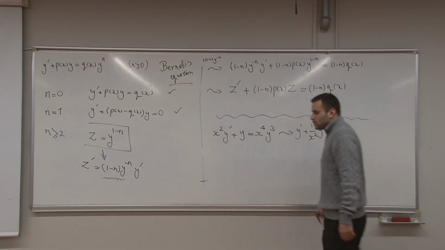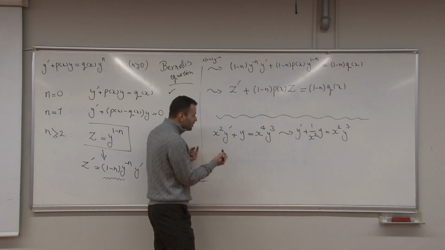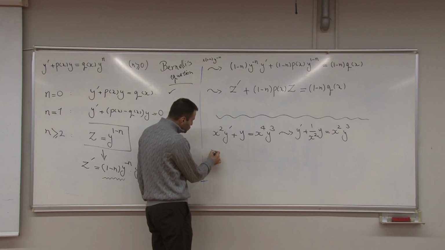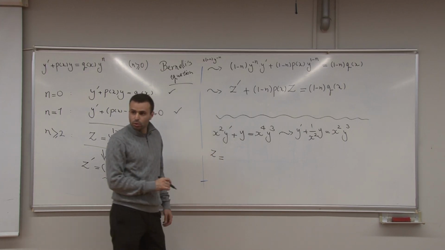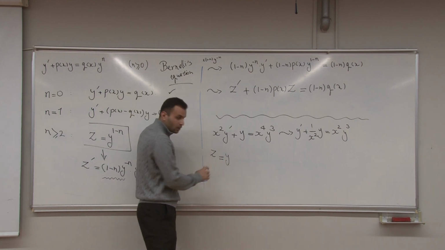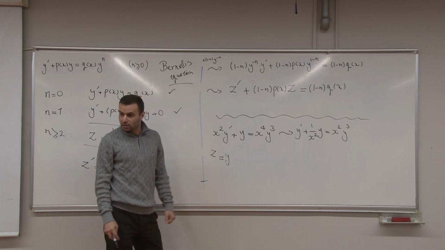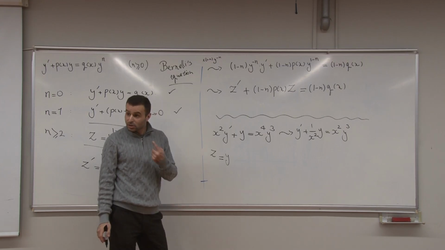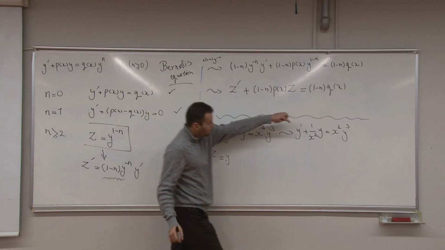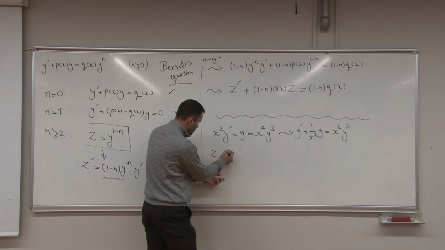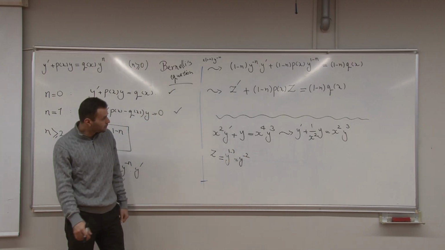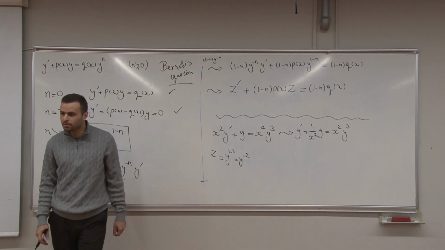So what kind of change of variable do we need to do here? What is our n? n is equal to 3, yes. So what do I need to do? I need to take z equal to y to the power of 1 minus 3, which is y to the power of minus 2. Okay? Good? What about the rest?